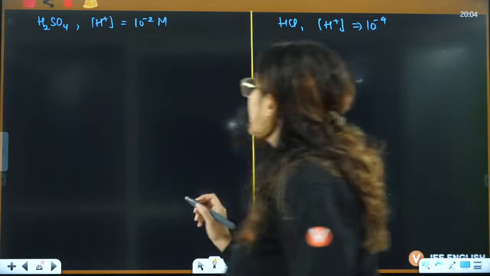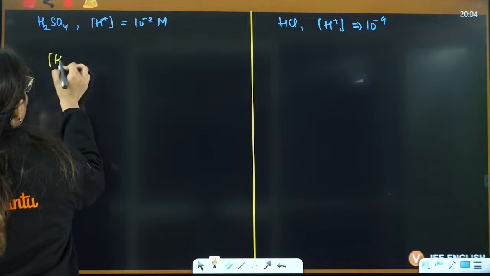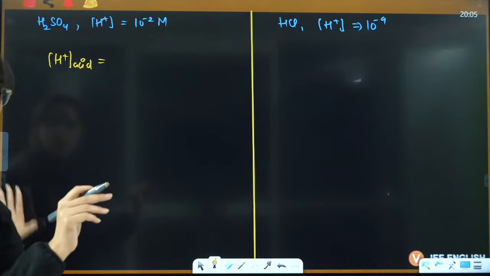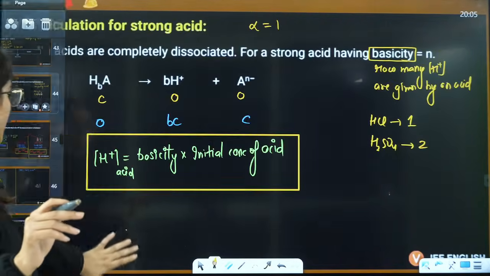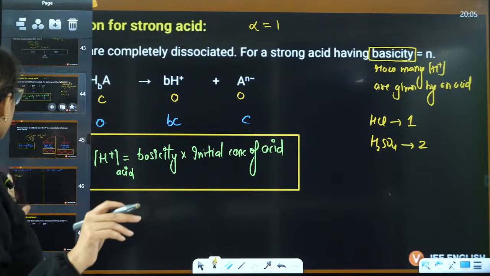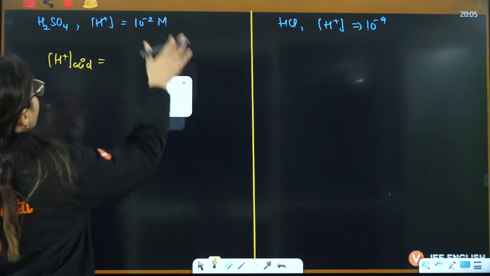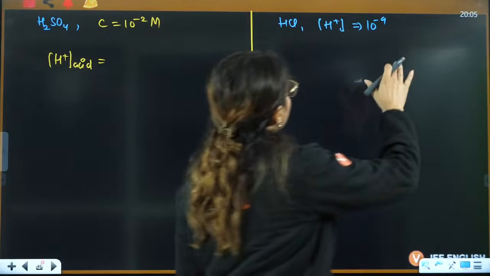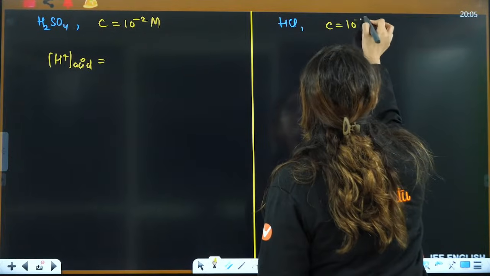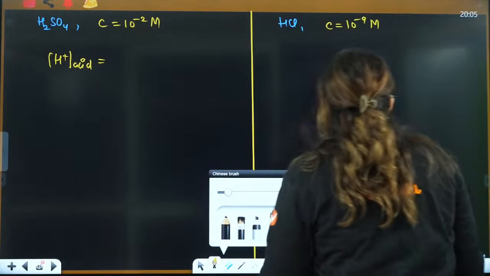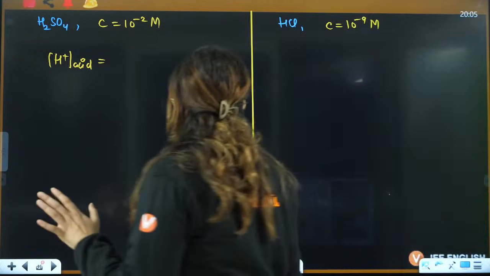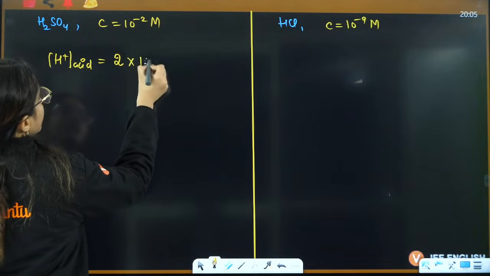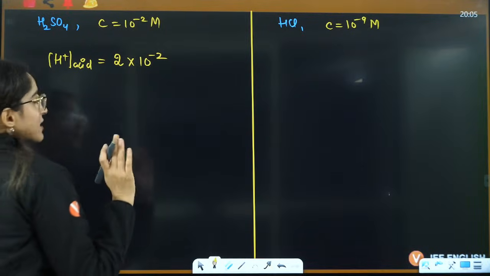Now, in this case, what is the H positive concentration from the acid? I told you, H positive concentration from the acid is equal to basicity multiplied by the initial concentration. You take the initial concentration as 10 raised to power minus 2. Here also you take the initial concentration as 10 raised to power minus 9. See, H positive concentration from an acid will be equal to basicity, that is 2 H positive are given here, and the concentration is this.